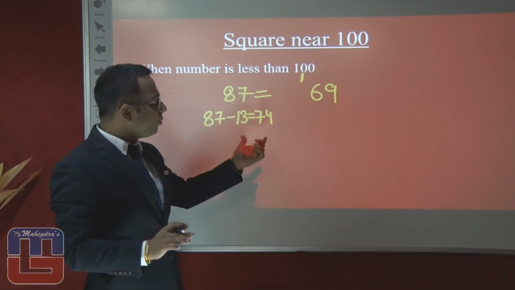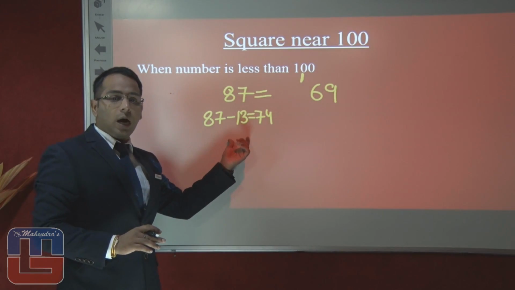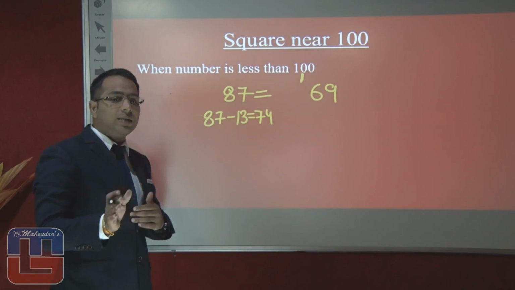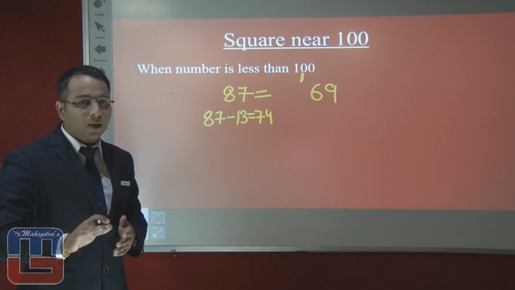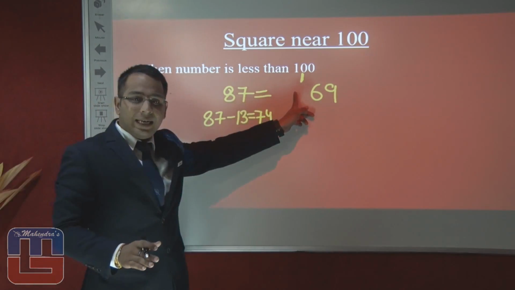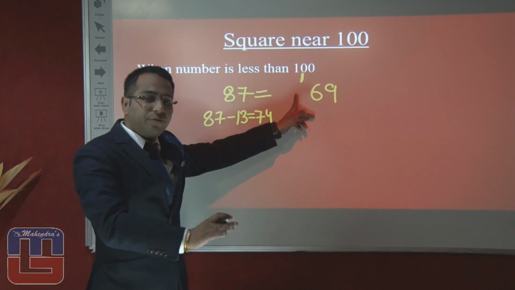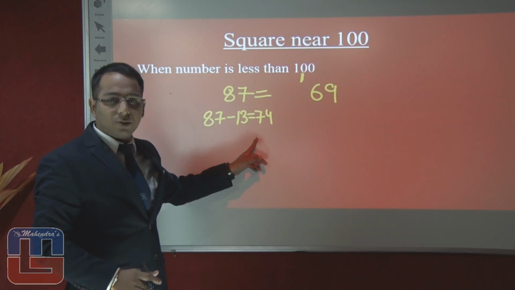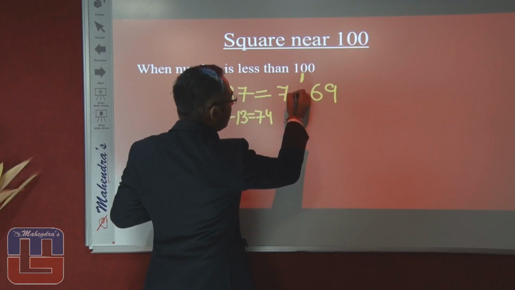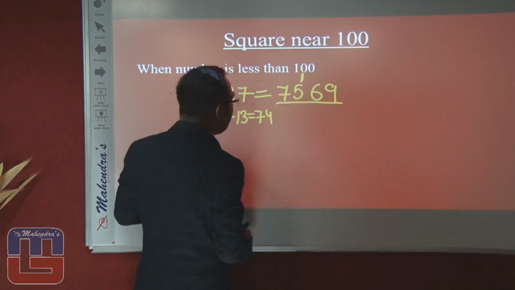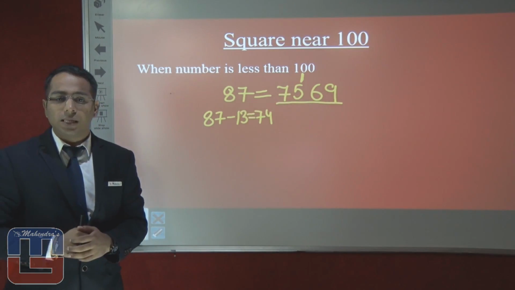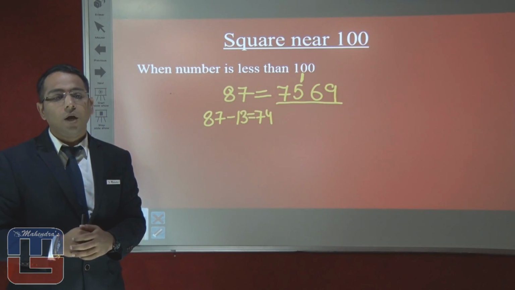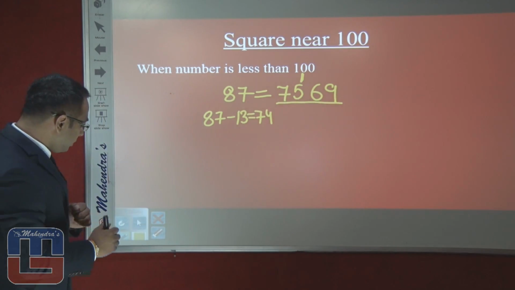Sometimes what the student does, they subtract this one from 74 thinking that it is less than 100, so we will subtract. No. What we will do, it is carry. So always when we take a carry in front, we will add that number. So what we will do, 74 plus 1, 75. The square of 87 will be 7569. Hope you get this trick also easily.